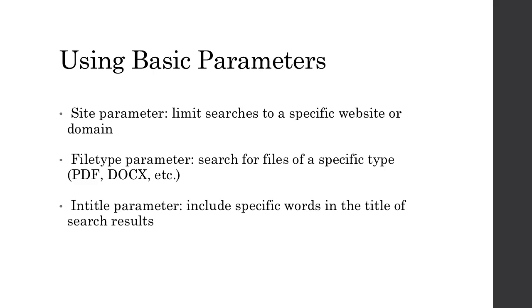Using basic parameters, you can filter Google search results to get more accurate answers by adding basic parameters to your search query. Site parameter: search only on a specific website or domain. Example: site:wikipedia.org climate change searches only Wikipedia articles about climate change. File type parameter: find files of a specific type, e.g., PDF, docs. Example: filetype:pdf machine learning searches for PDF documents related to machine learning.